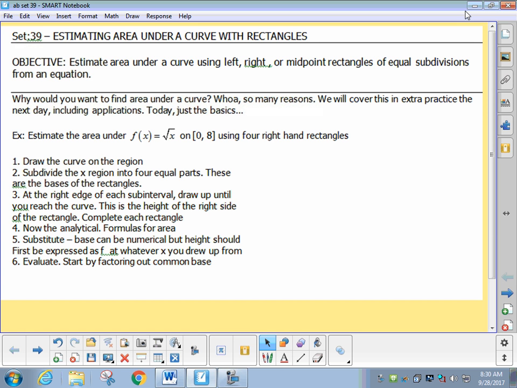That might seem like, why would you want the area under an equation? It's super duper huge important in terms of calculus. I guess I'll just say it like this, and then we'll get to the applications Monday. But say you're going 30 miles per hour for 2 hours. You go 60 miles, right?